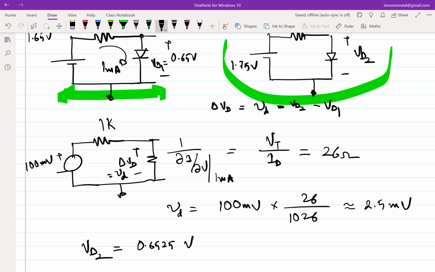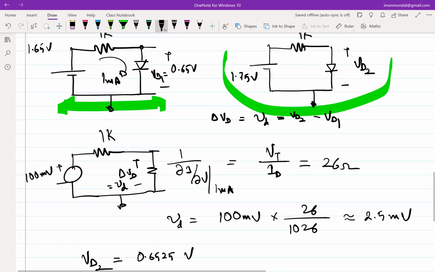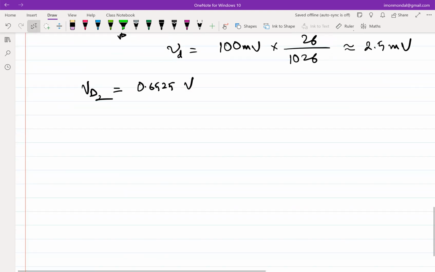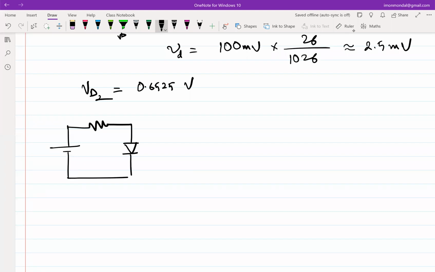And what I would like to show you is that, again, if I go back to the same diode models, or rather diode circuits.